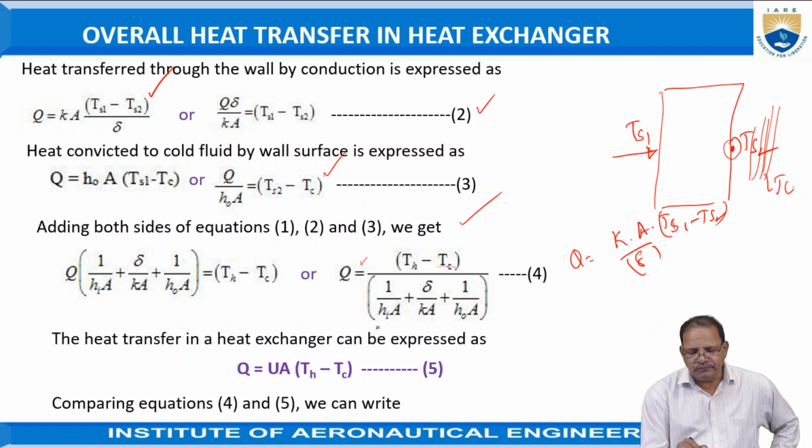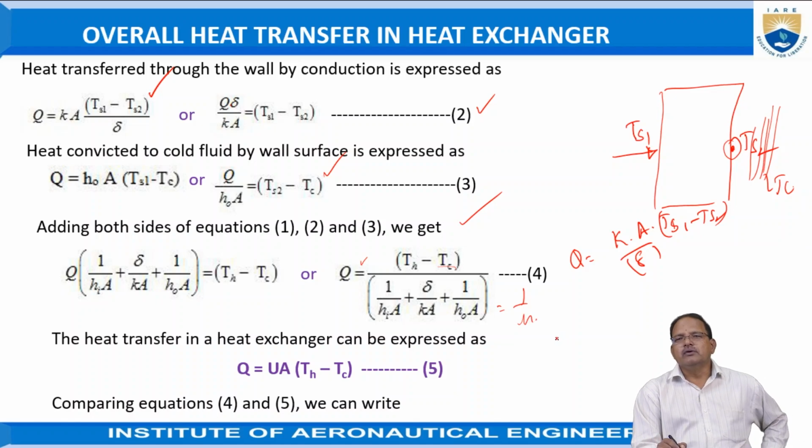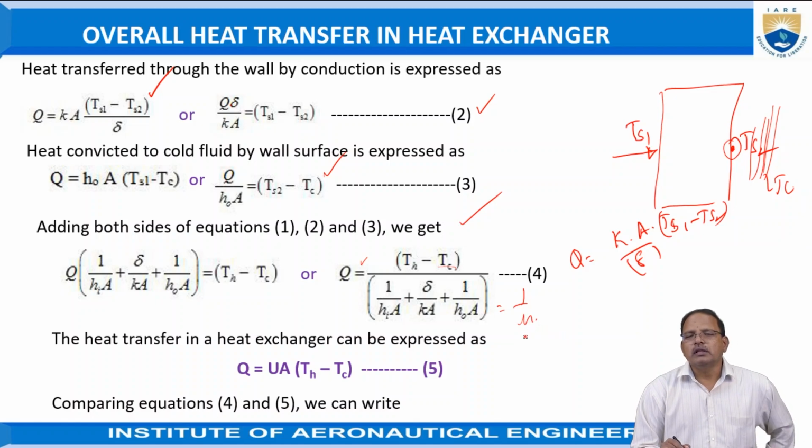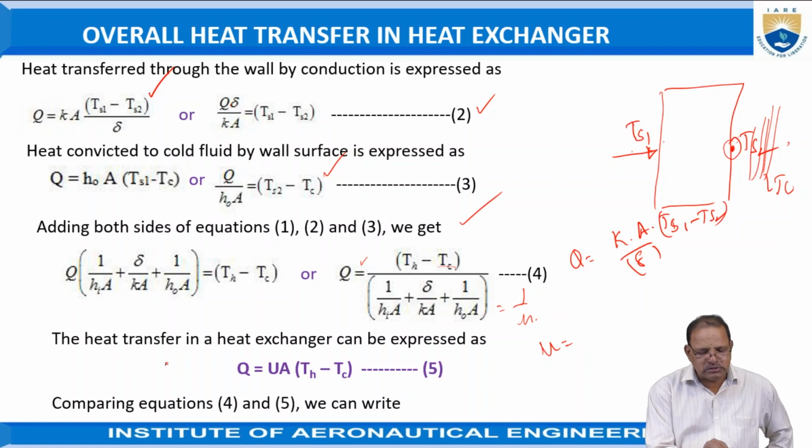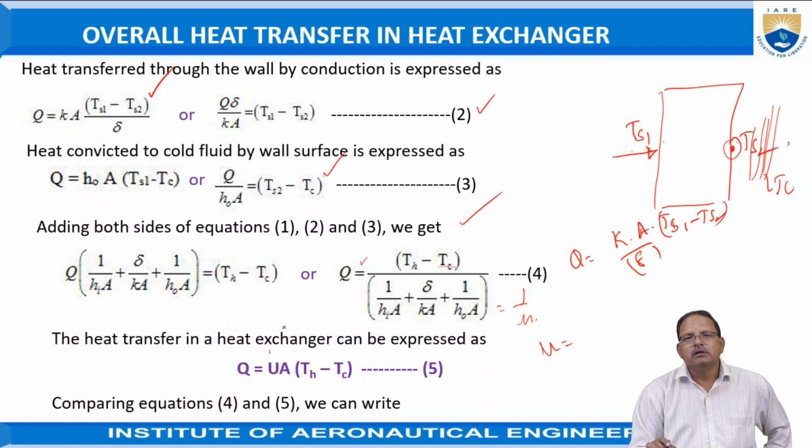This entire quantity is represented as 1 by UA, where 1 by U represents the overall thermal resistance offered by the system, from the hot fluid to the surface and the surface to the cold fluid. It is called overall thermal resistance, represented as 1 by U, and the reciprocal value U is called the overall heat transfer coefficient. Hence, it can be written as Q is equal to U A (Th minus Tc).